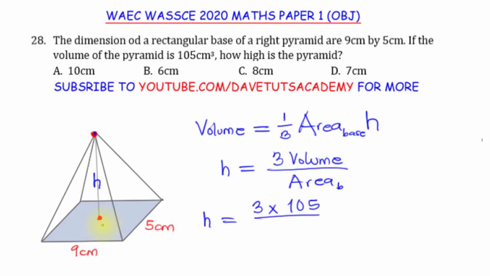Then the area, this is a rectangular base. So, the area of the rectangle is length times breadth, which is 9 multiplied by 5. So, we can say this is 9 multiplied by 5.